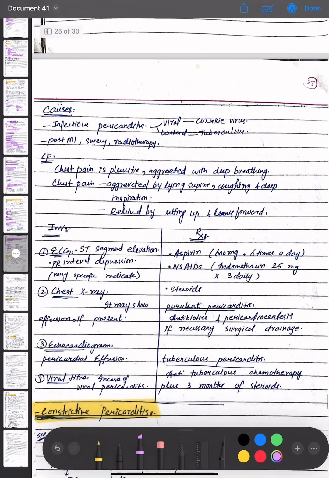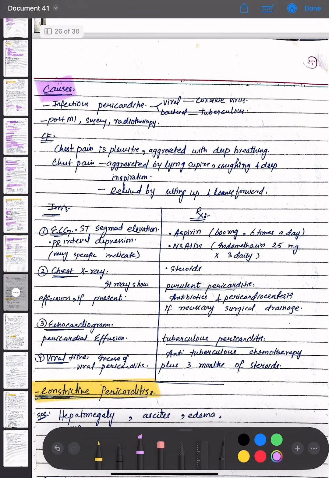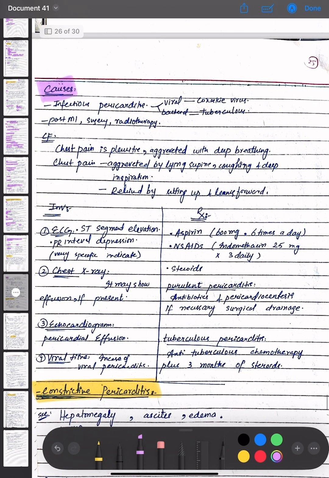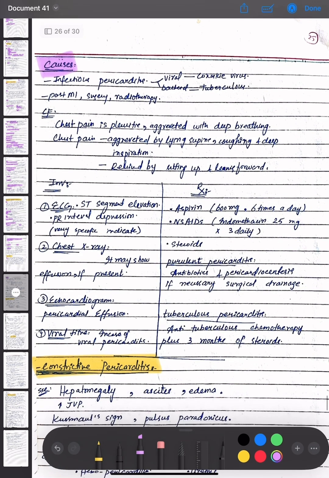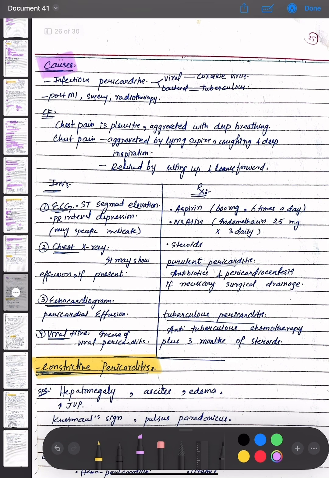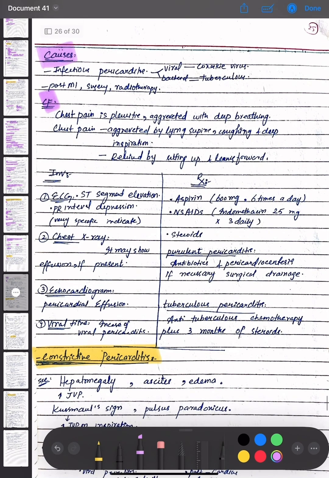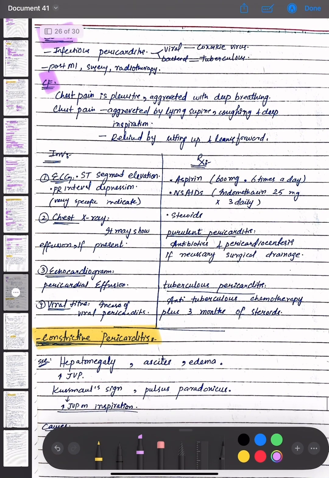So the causes are infectious pericarditis, that is viral or bacterial. The viral is due to Coxsackie virus and the bacterial is due to tuberculosis. Post-MI, surgery, and radiotherapy are also causes. The clinical features are chest pain that is pleuritic, aggravated with deep breathing, aggravated by lying supine, coughing, and deep inspiration, and relieved by sitting up and leaning forward.